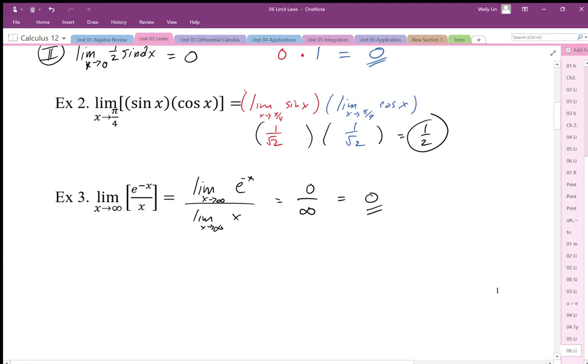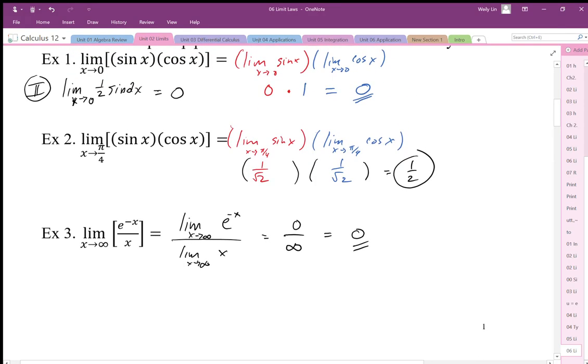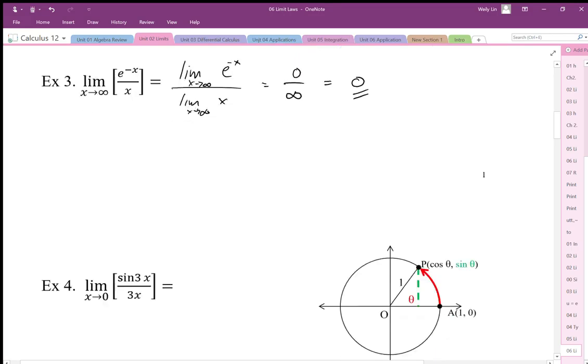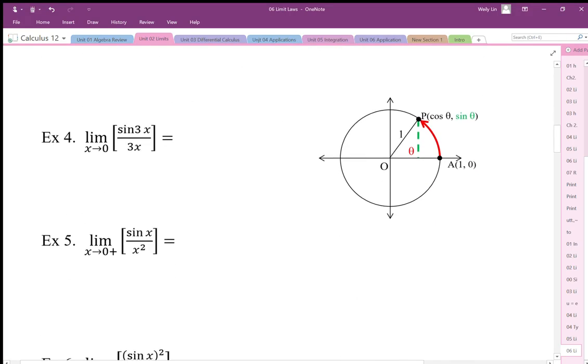Okay, so those are applications of limit laws, and we can simplify our expressions using these limit laws. So here's another one where we can take the limit of sine of 3x over 3x. We can do a little trick.